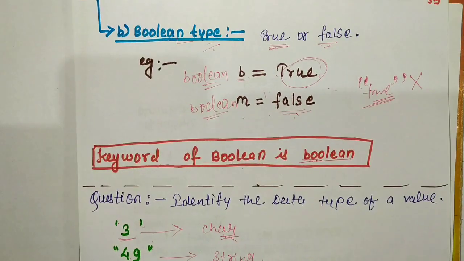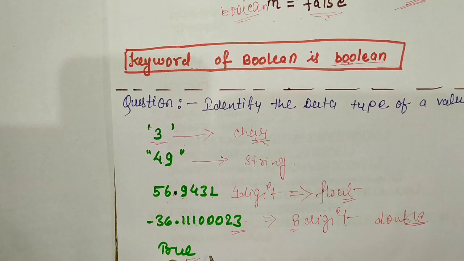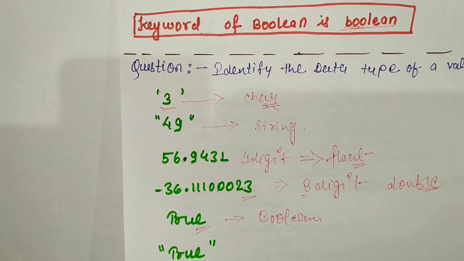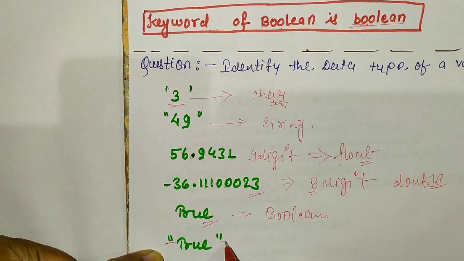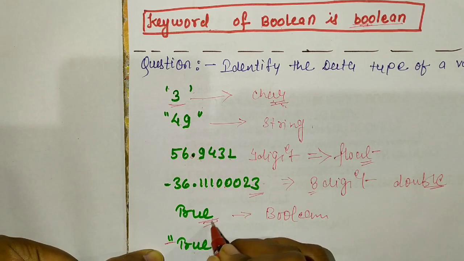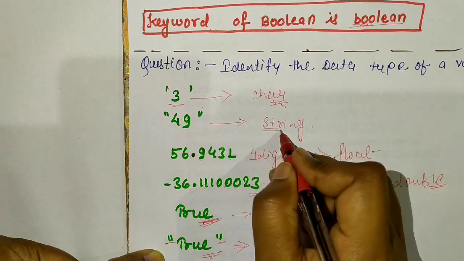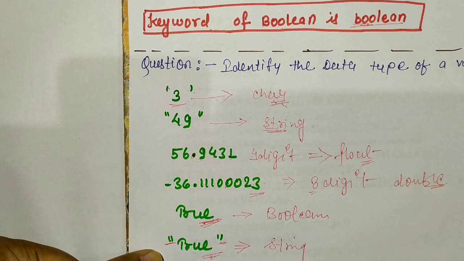Next, true. Here we discuss true and false, so it is very easy for you. What is the data type of true? The data type of true is Boolean. Next, again one true, but now it is in double quote. What is the difference between those two? One has nothing in quote and the other is in double quote. Anything in double quote is called a string. So now it is a string.